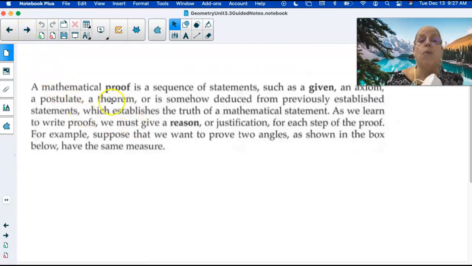A mathematical proof is a sequence of statements. Now, there's a given or an axiom, which is kind of like a postulate. Don't worry about that. There's a given. Then there are postulates, which are things that you can accept without proof because they're like obvious truths. Then there are theorems. Theorems you use logic to prove. And in a two-column proof, which is what we're going to do most, you can use statements and reasons to back up and prove what you're trying to prove.